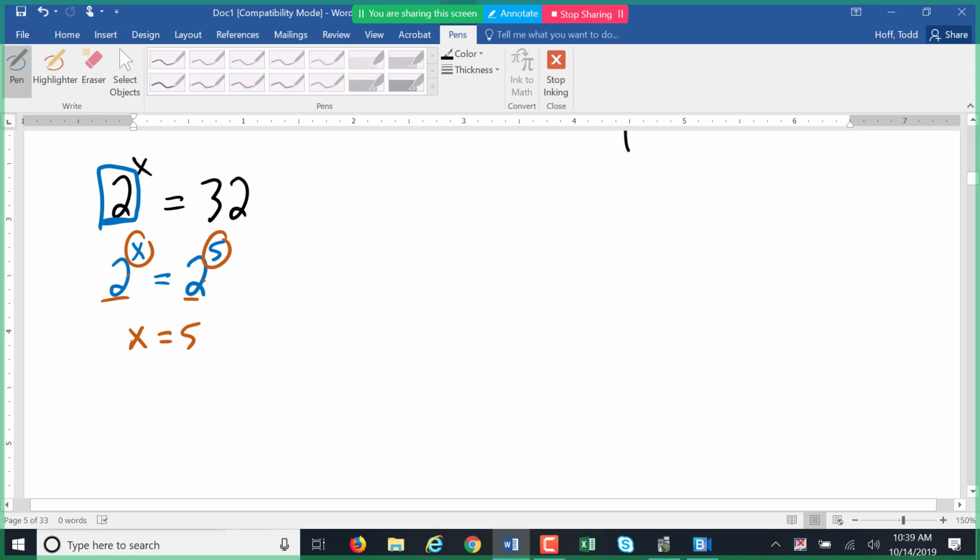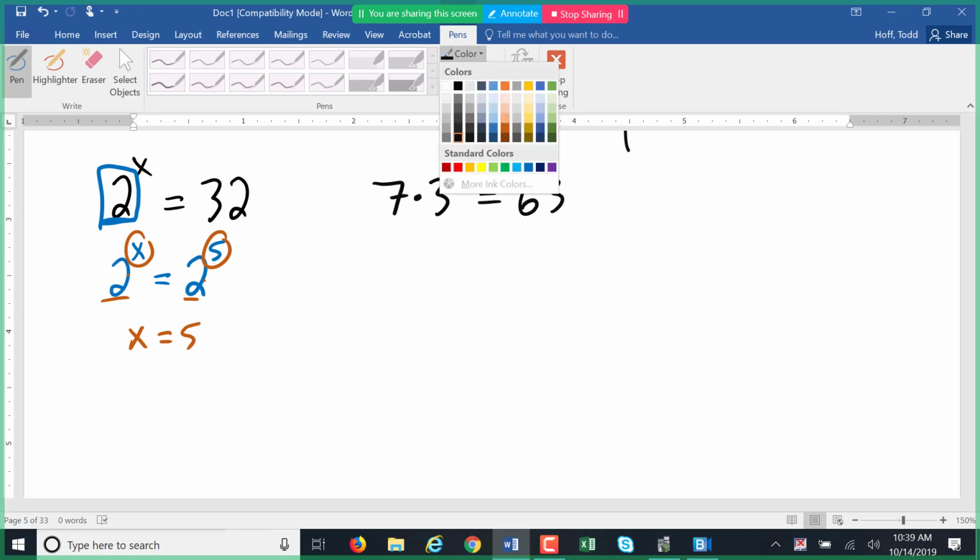We might have 7 times 3 to the x equals something like this, 63.